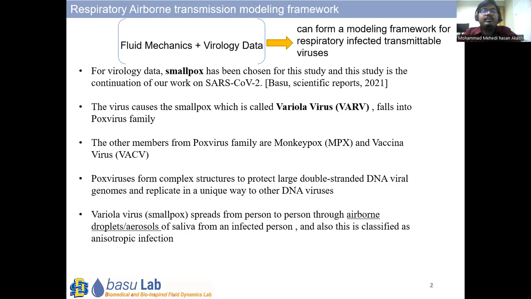Now, smallpox spreads through airborne droplets or aerosols of saliva from an infected person, and it can be spread by other ways, and that's why we can call this an anisotropic infection. It should be noted that I will not make a distinction between aerosols and droplets during this presentation. Rather, I will refer to all liquid particles or particulates as droplets throughout this talk.